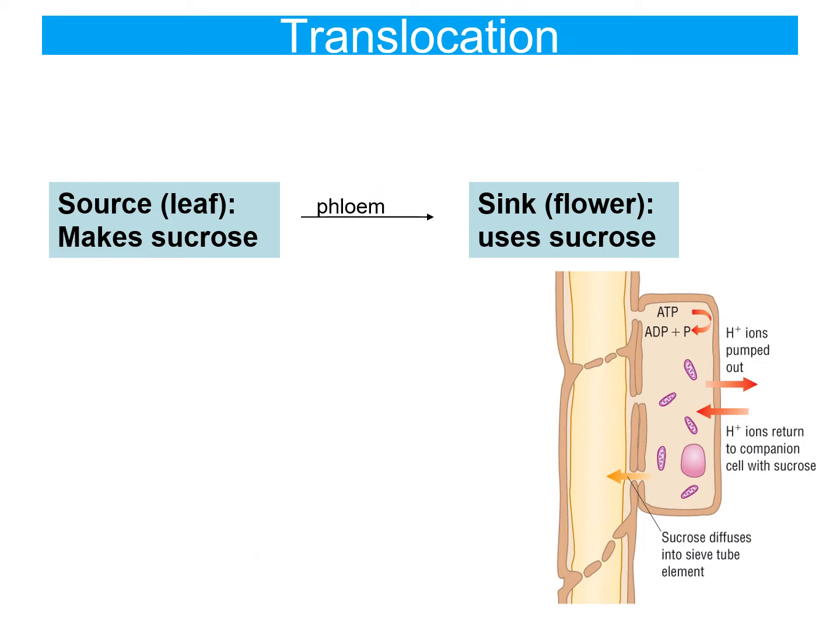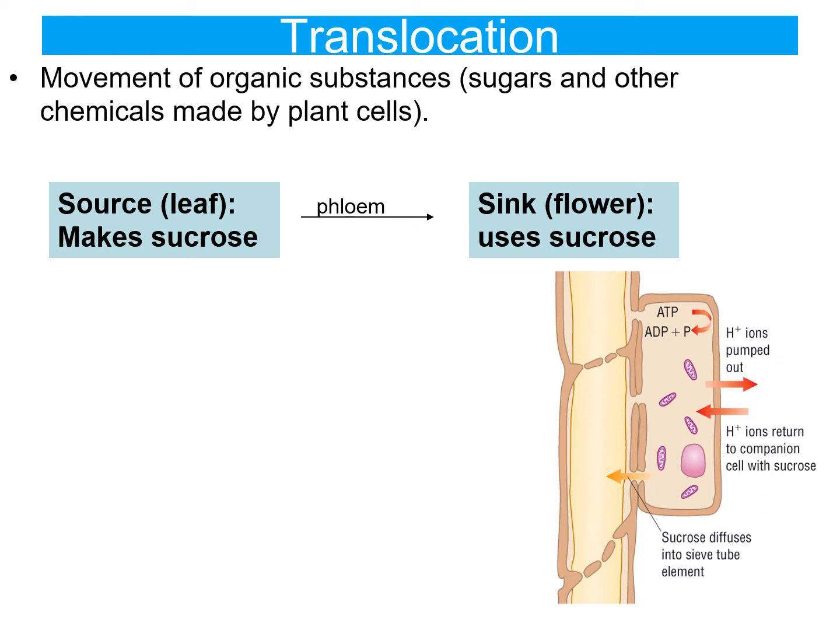So what is translocation? Translocation is the movement of organic substances, which is sugars, mainly sucrose, and other chemicals made by the plant. It happens in the phloem as sucrose. The key thing for phloem, which we need to mention before we say anything else, is that it can go up and down in the case of translocation. It always goes from the source, which is the place where the sucrose is loaded into the phloem, to the sink, where it is removed from the phloem. So the source might be the leaf, and the sink might be the flower, or the sink might be the roots, but that is where it goes from.